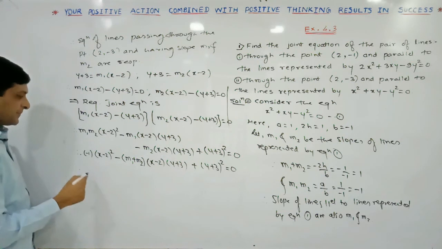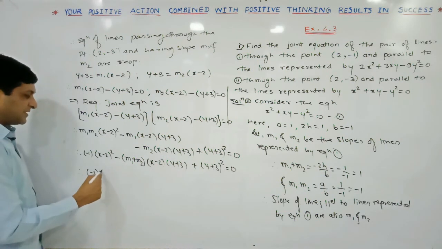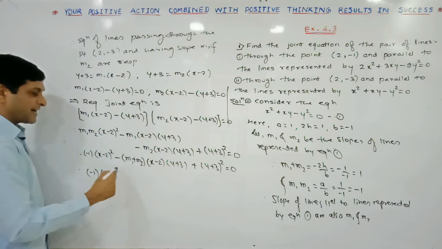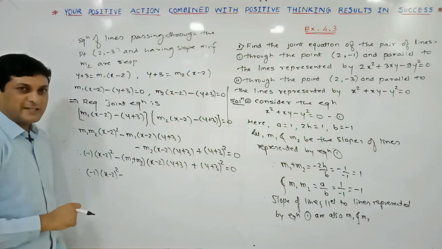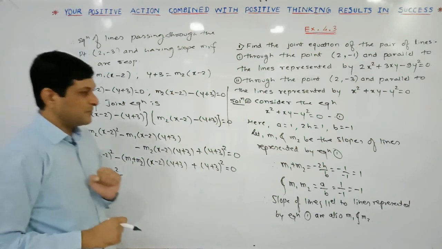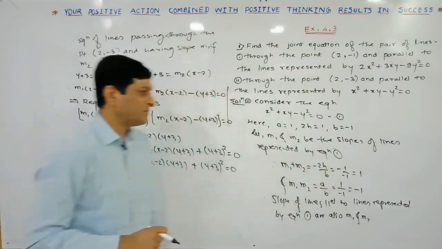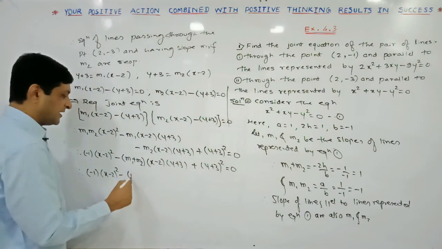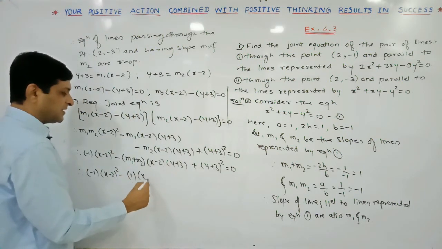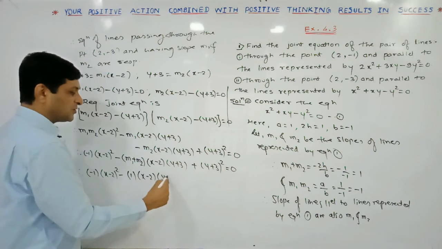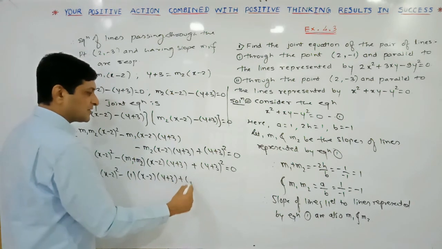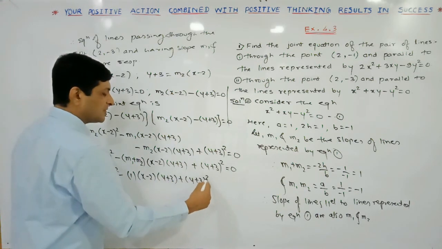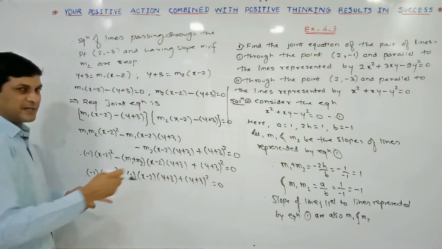So here keep this minus 1 as it is, into (x minus 2) whole square also as it is. Now substitute the value of m1 plus m2. What is the value of m1 plus m2? That is equal to plus 1. So replace it by plus 1. Keep the remaining two terms, (x minus 2) into (y plus 3) as it is, plus (y plus 3) whole square also as it is. In this way we have got the required equation.